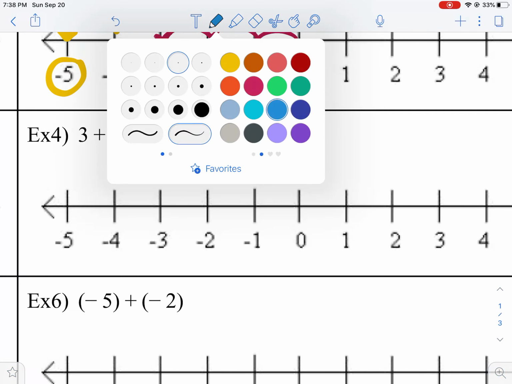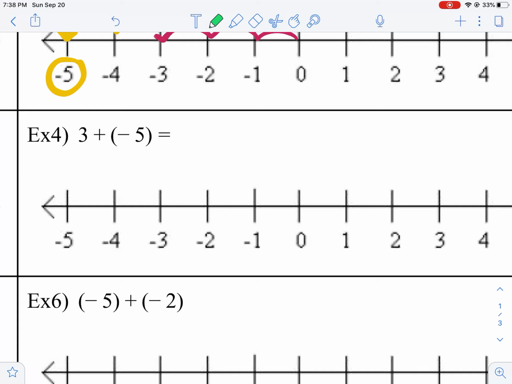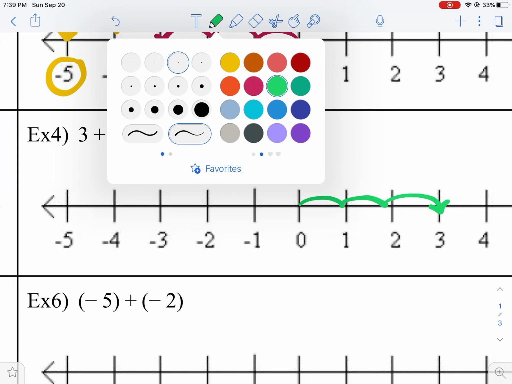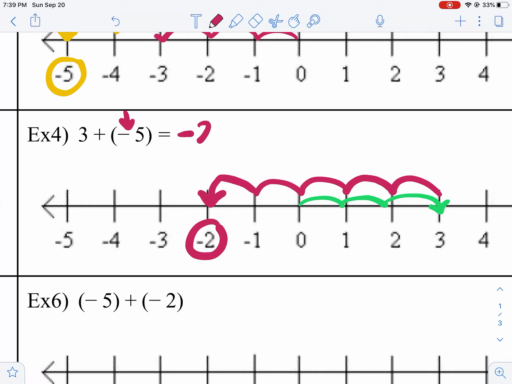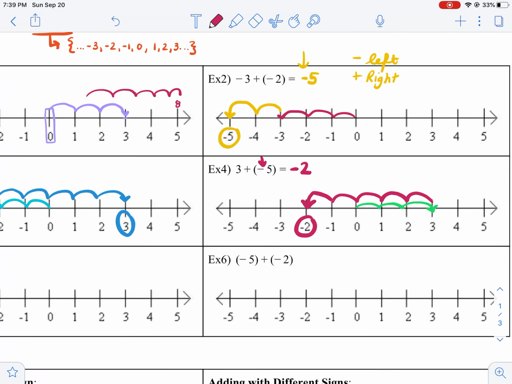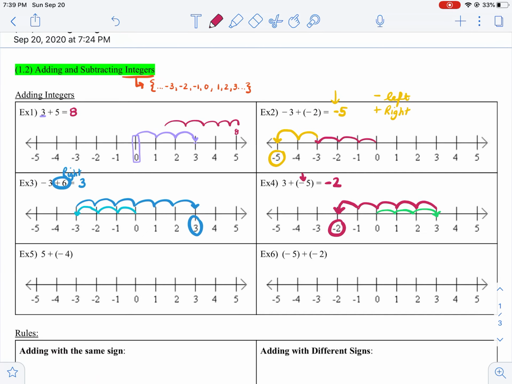And we'll do one more of these. I'm at 0 and it says starting at 3. So 1, 2, 3. Starting at 3, we then have to add -5. So -5 is to the left. 1, 2, 3, 4, 5. And I end at -2. Okay? So this is how you can use a number line to add or subtract integers.